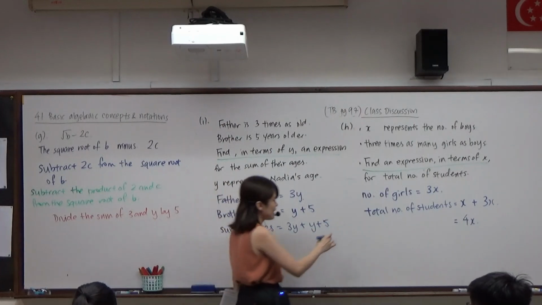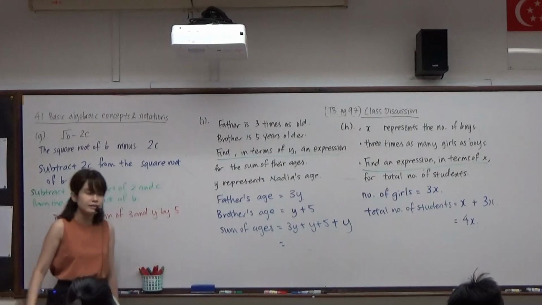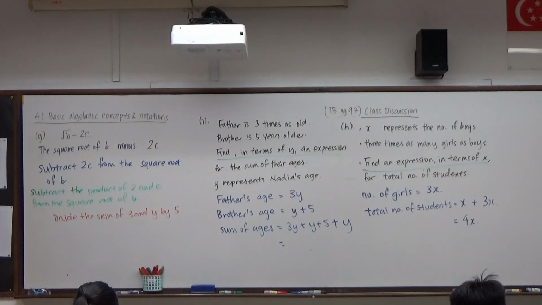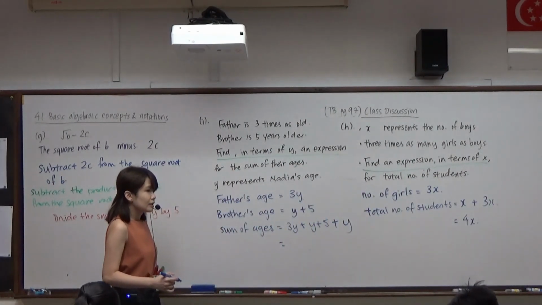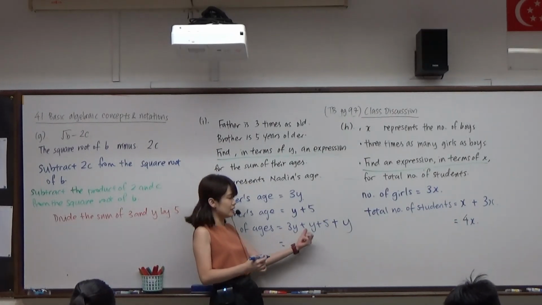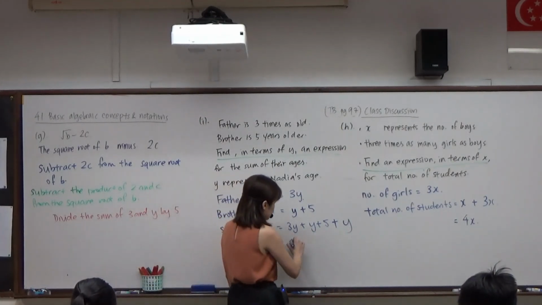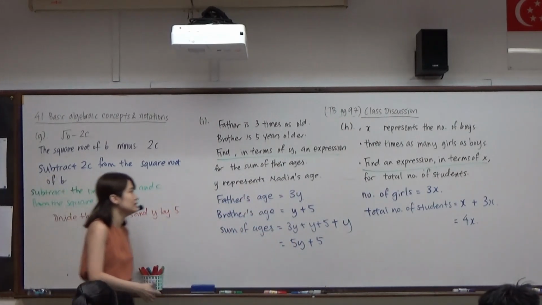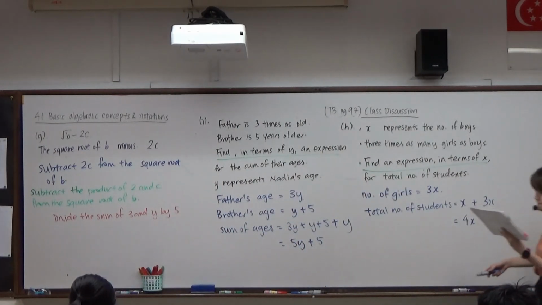3y plus y plus 5 plus y. Okay, if I want to go about simplifying this, just like what we did with the x plus 3x to 4x, we want to simplify it. What will we get? Yes, Xavier. 5y plus 5. Okay, so we have 3y over here plus 1y plus another y. That means we have a total of 5y, and then plus another 5. We will get 5y plus 5 as the total age of everyone.